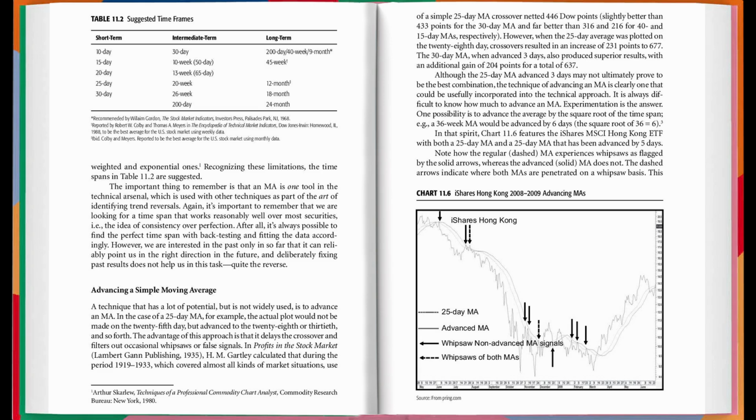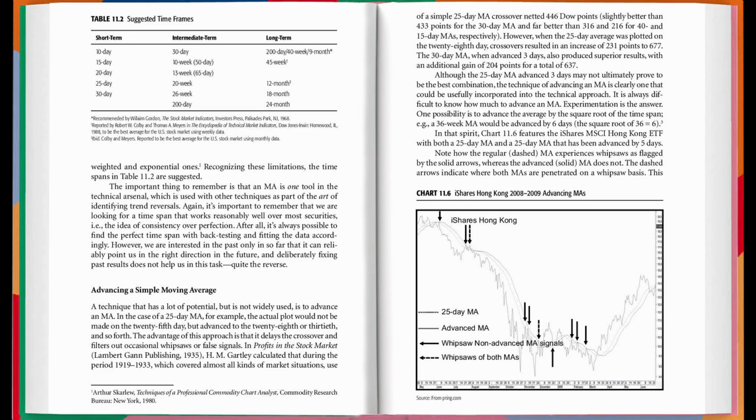However, when the 25-day average was plotted on the 28th day, crossovers resulted in an increase of 231 points to 677. The 30-day MA, when advanced 3 days, also produced superior results, with an additional gain of 204 points for a total of 637. Although the 25-day MA advanced 3 days may not ultimately prove to be the best combination, the technique of advancing an MA is clearly one that could be usefully incorporated into the technical approach.